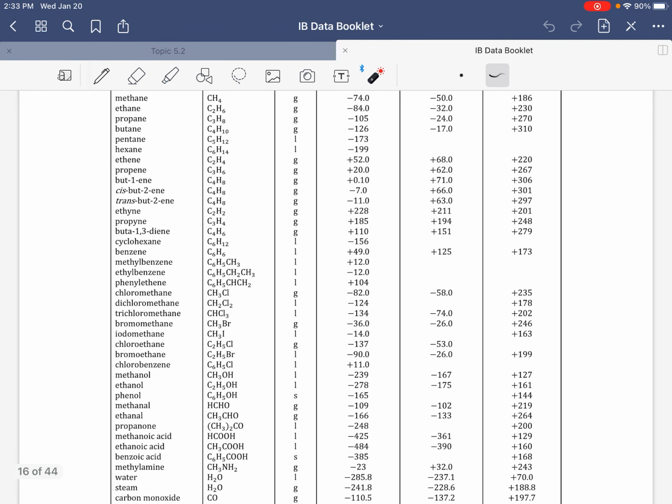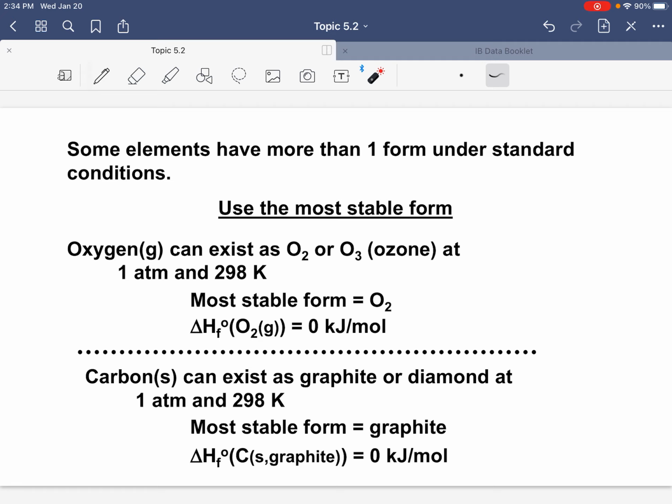is very important. Okay, so some elements with more than one form, under standard condition, have to be expressed in what we call the most stable form. Like for example, oxygen. Oxygen can be O2. We know that. That's popular. Or it could be O3. Both of these are oxygen that can exist at standard condition. But it is the most stable that is being indicated.